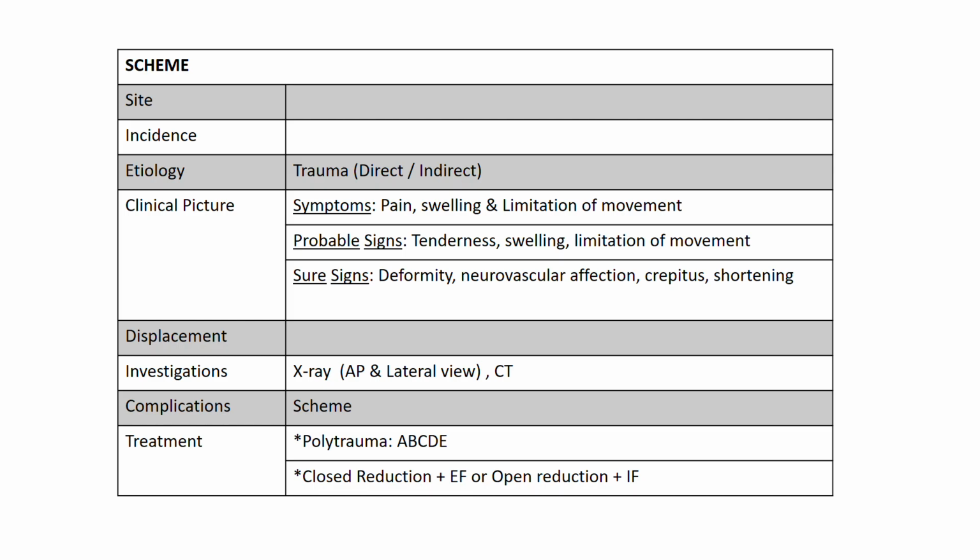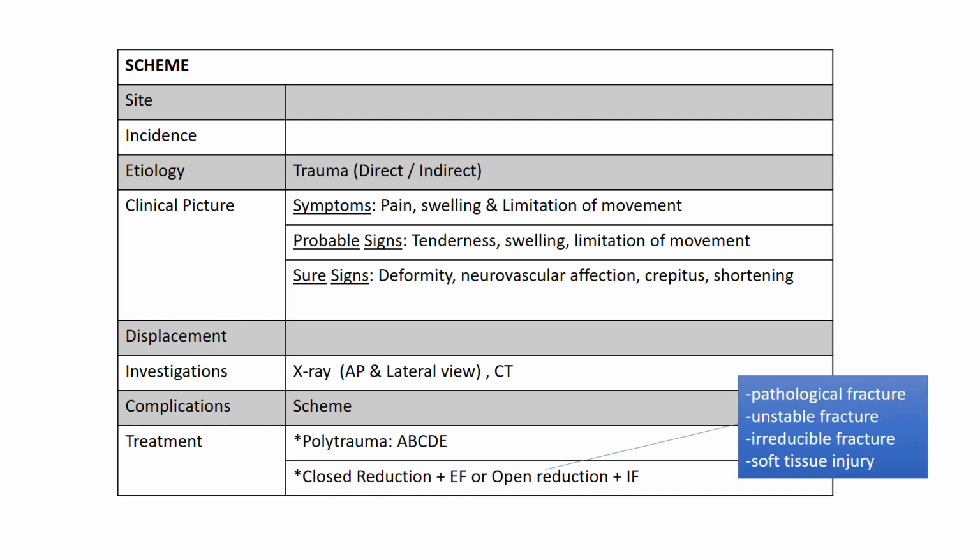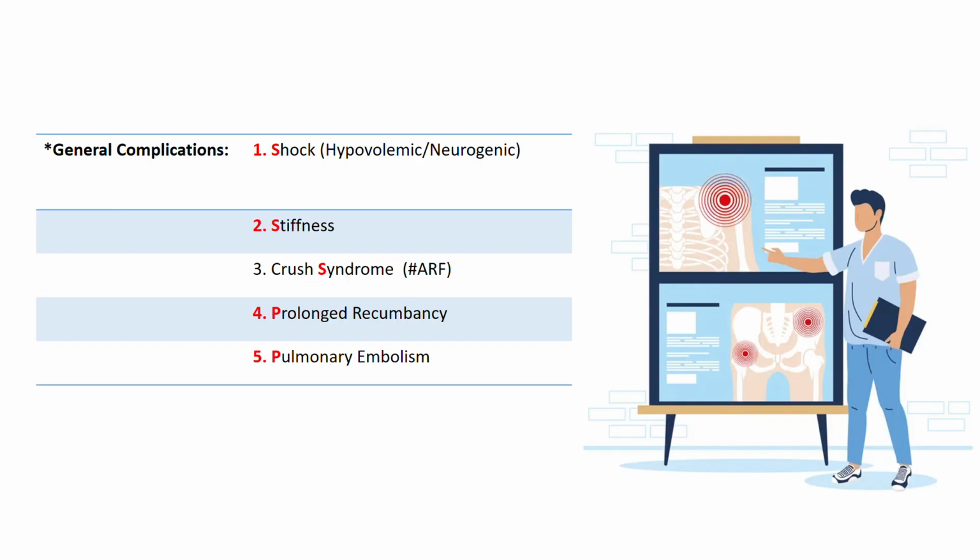Open reduction with internal fixation is usually indicated if there is pathological fracture, unstable fracture, neurovascular affection, irreducible fracture, or soft tissue injury, and most simple indication is open fracture. The bones open or compound fractures, so open reduction must be done. What about the complications? We have the five main general complications, 3S and 2Ps.